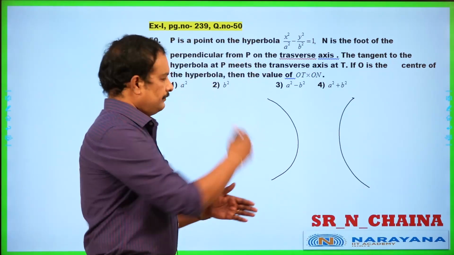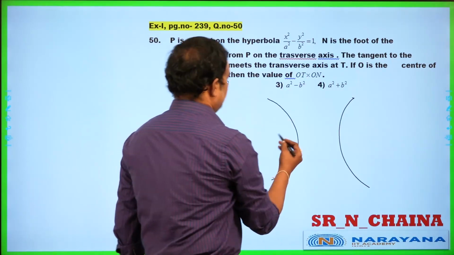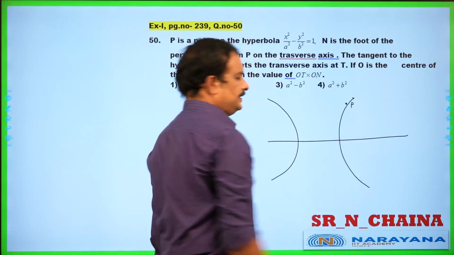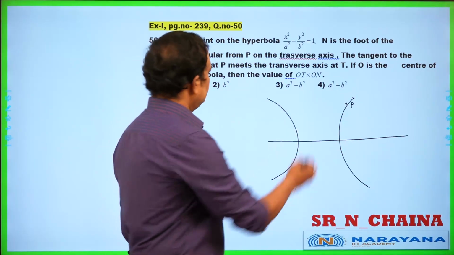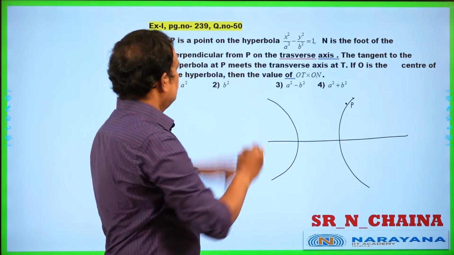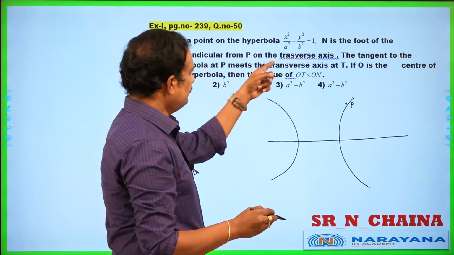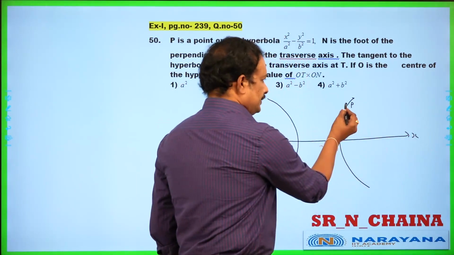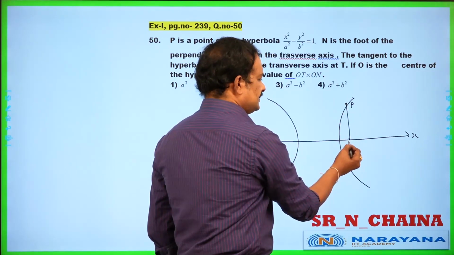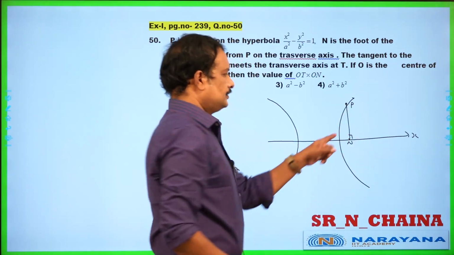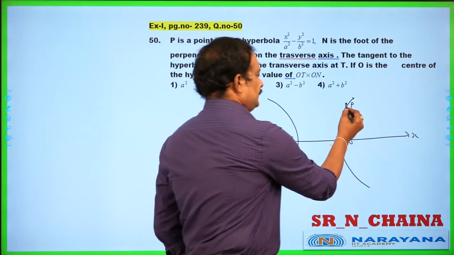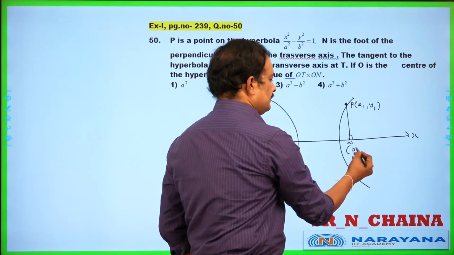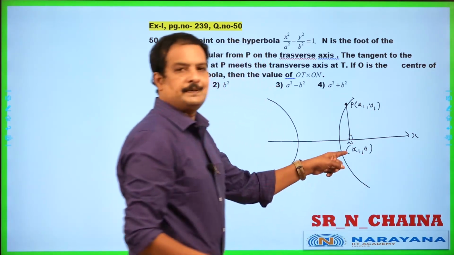Now in this case, we have taken the hyperbola and a point on it, anywhere you take. So this is the point P I have taken on the hyperbola. Now from the point P, what is N? Foot of the perpendicular from P onto the transverse axis. This is the transverse axis, of course the x axis. When you draw a perpendicular, this is the foot of the perpendicular. If you take this point as x1 comma y1, then automatically N coordinates will be x1 comma 0.